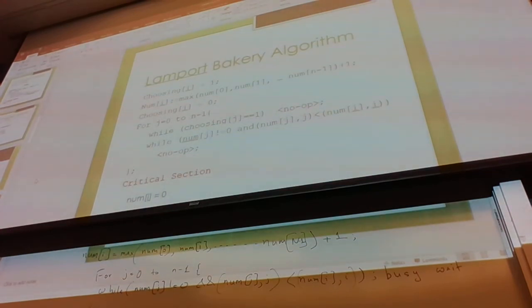So that is the algorithm. Now note that we have eliminated the choosing variable; there is a choosing variable and I didn't use it, but we'll come to that later.